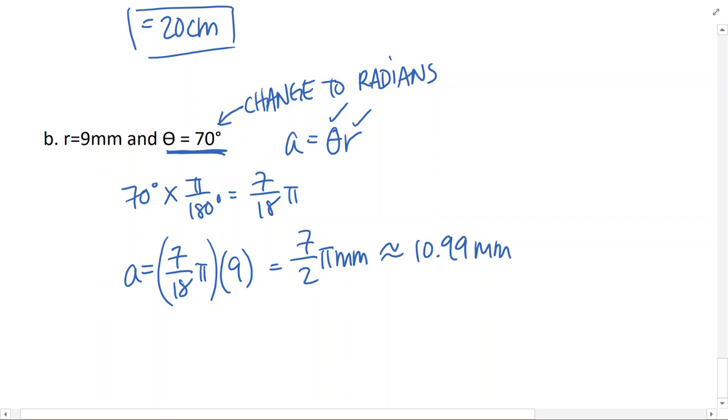Okay, so from today, the main thing is just to start to get used to radians because you will be using that a lot in the future. And that's it for this section.